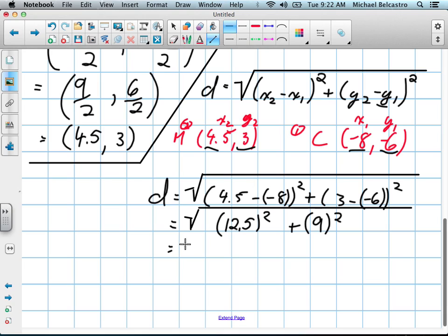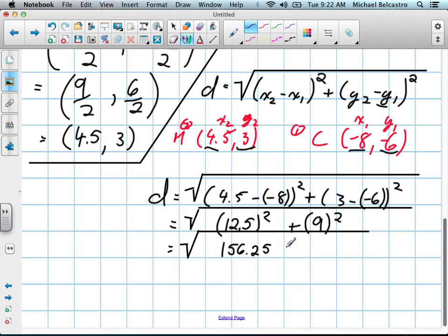All right, who's got a calculator? 12.5 squared. 156.25. Good job. What's 9 squared? 81. Good. I then need to root these values. What are these values together? They're 237.25. Excellent. And finally, what is the square root of 237.25? 15.40. Amazing.